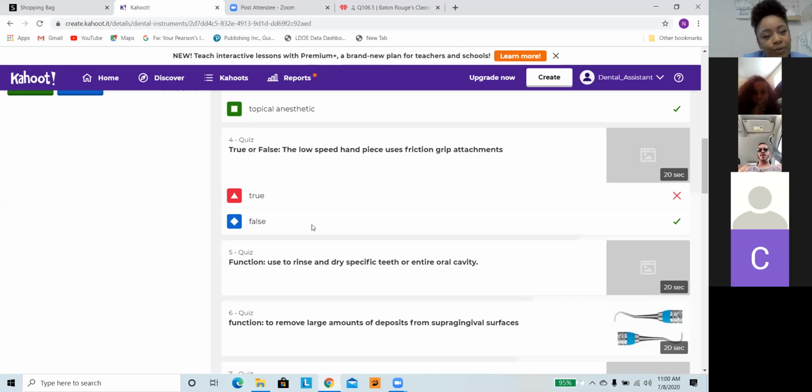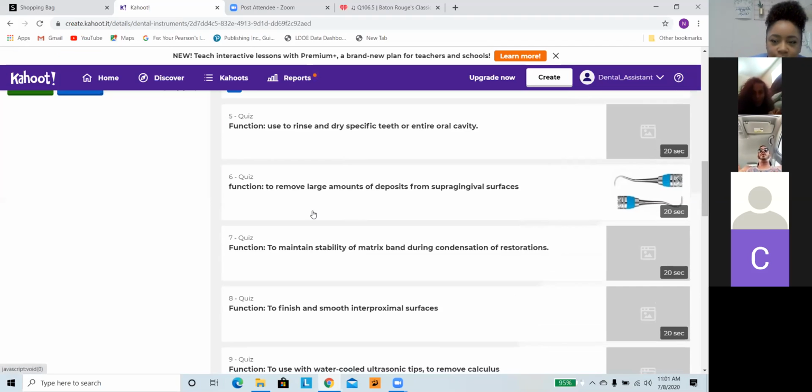No. The unit in the lab where we connect the HVE and the air water syringe, we have to screw it on in order to get that water flow and pressure through the high speed handpiece. We can't just pull it out of the bag and start using it. We have to connect it to the unit in order for it to work. Hopefully that makes sense. If not, I will show you guys a video on how to use this handpiece. All right. Moving on.